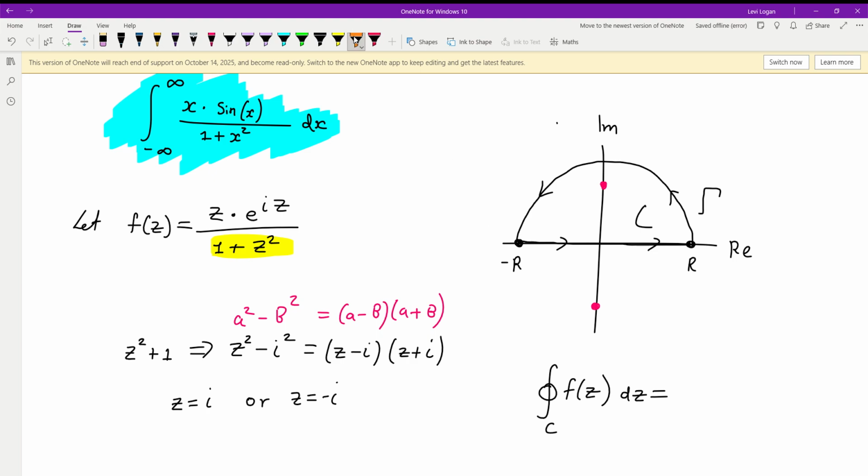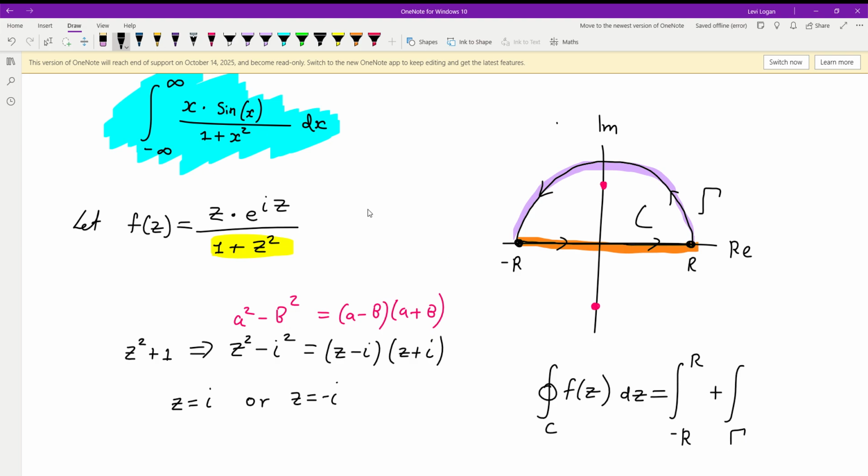This is equal to, and we break it up into its parts. The contour is the integral from negative r to r, which is there, so we can write it like that. Negative r to r. And then we have the back bit here, the integral along the path gamma. So we just write it as the integral on the path gamma.